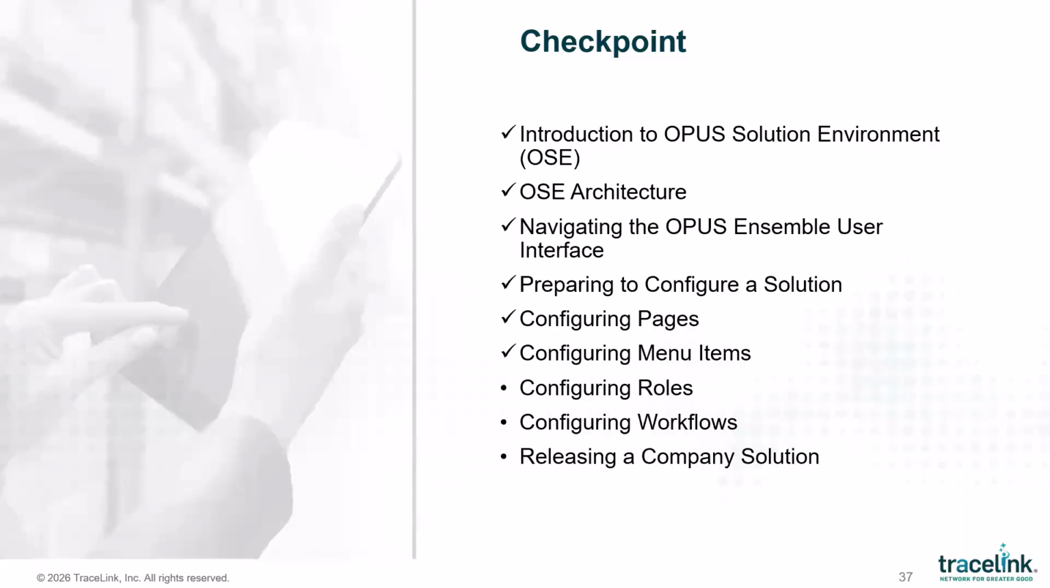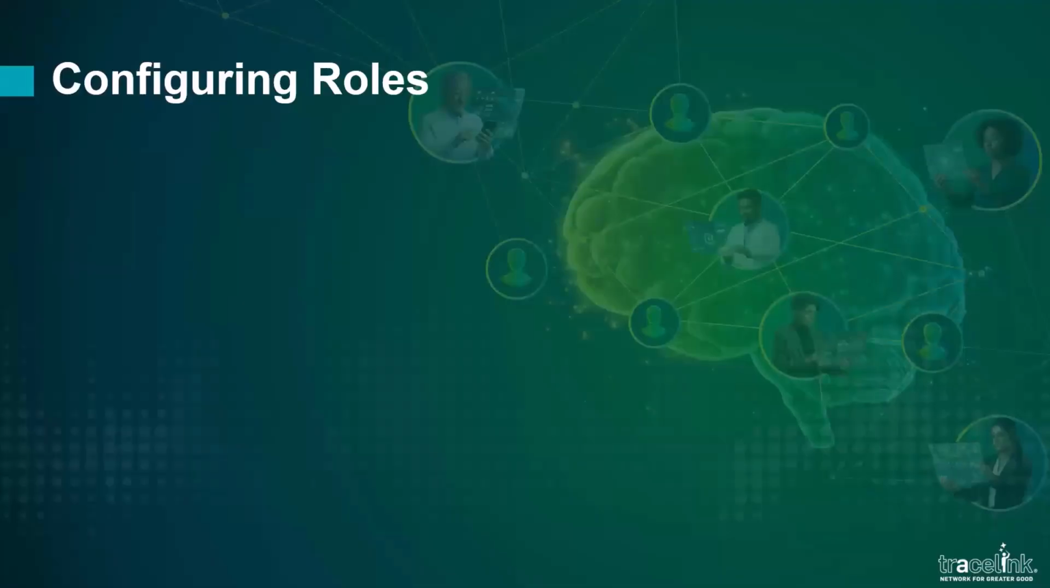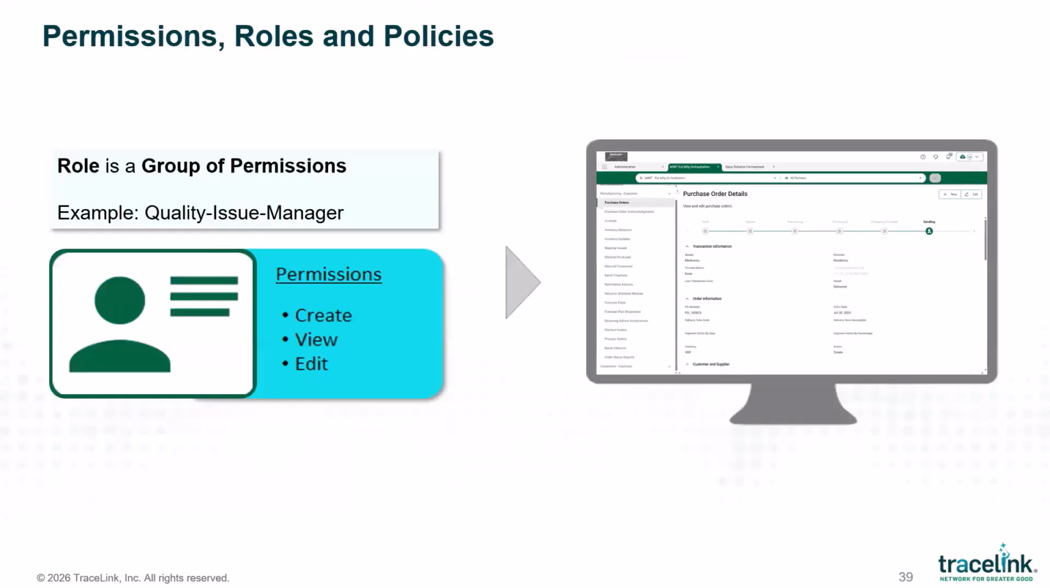So on to configuring roles now. Users' access to data and operations in a solution is controlled by permissions, roles, and policies. Each of these elements is defined separately, but all three work together to protect your data and ensure your solution meets your company's security standards. Permissions govern what a user can and cannot do inside OPUS. For example, in POET, users may have permissions that allow them to view existing exception cases, edit customer complaint records, or create new supplier issue reports. Each TraceLink product comes with a set of predefined permissions.